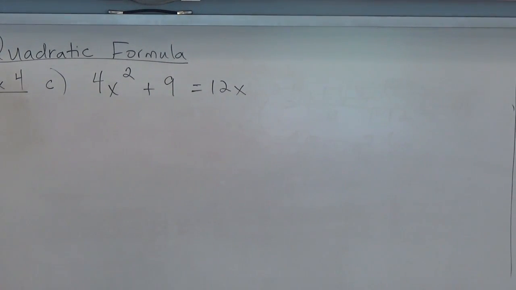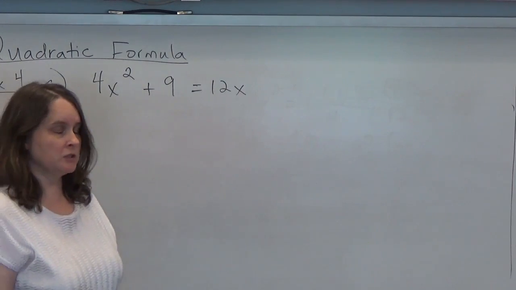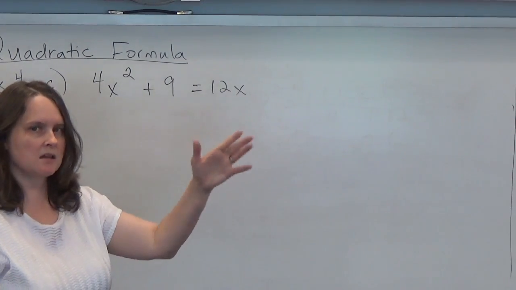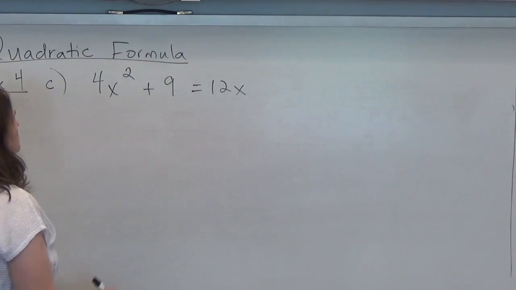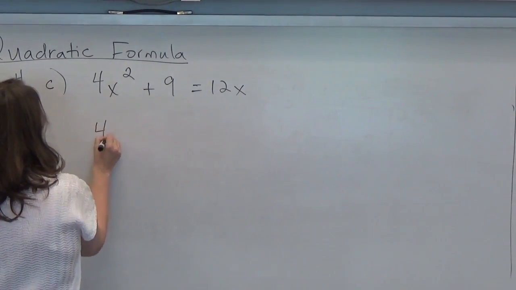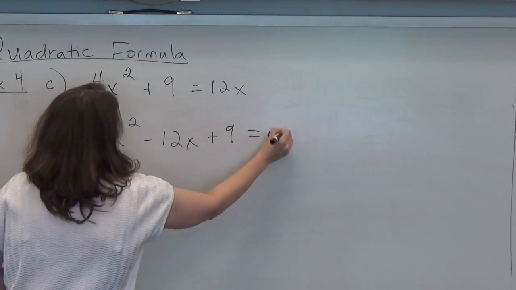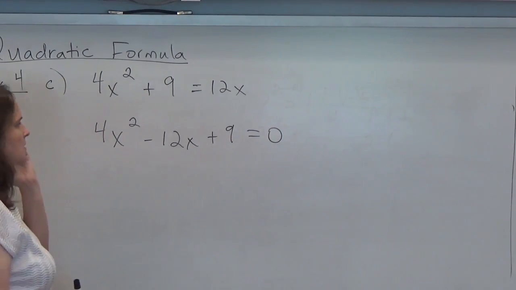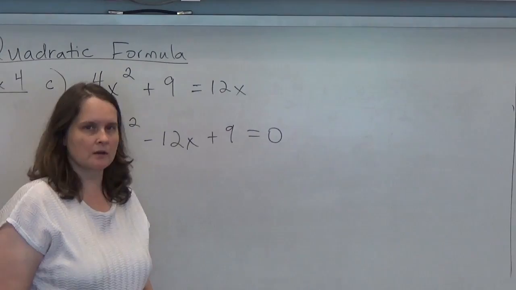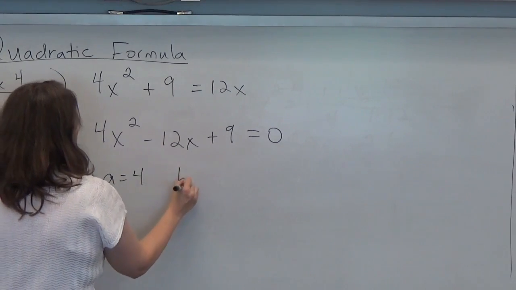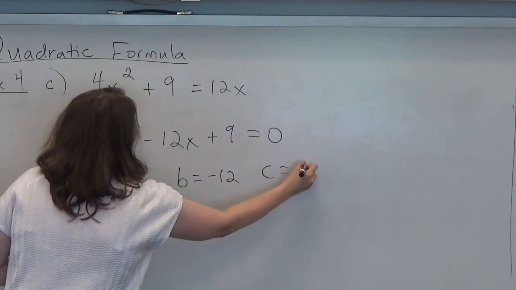Example 4, part C, we're asked to use the quadratic formula to solve 4x squared plus 9 equals 12x. Before I apply the formula, this must be written in standard form, meaning it's got to be the x squared term, the x term, the constant, and then the 0 last. So we're going to subtract 12x on both sides. So 4x squared minus 12x plus 9 equals 0. And yes, there are other ways that this can be solved, but we were specifically asked to use the quadratic formula. So we can see that a is 4, b is negative 12, c is 9.